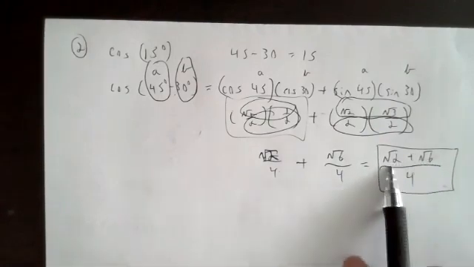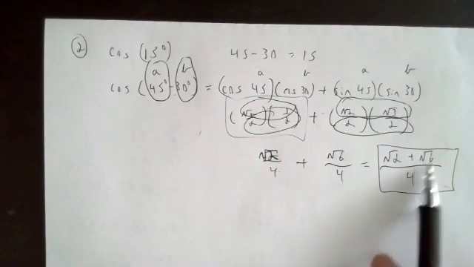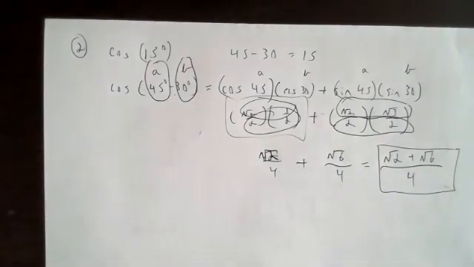Because adding, you can change the order. If you had root 6 plus root 2 over 4, that's the same thing. So the order doesn't really matter very much on that one. And that again is your exact answer.